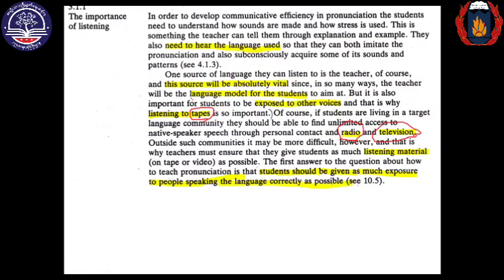We are the language model for the student. The teacher is the language model for the student.